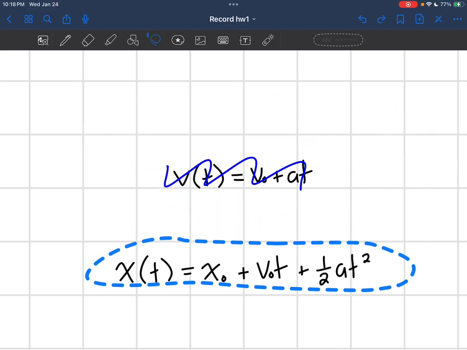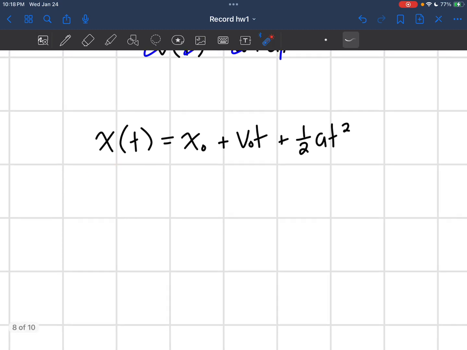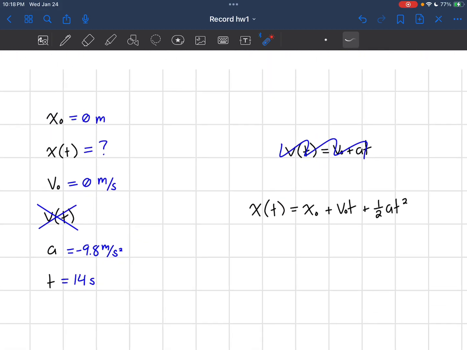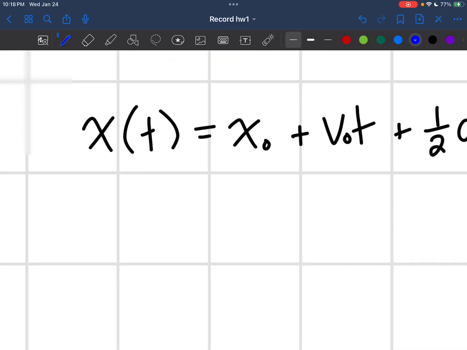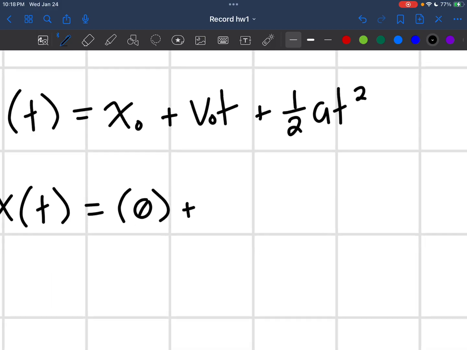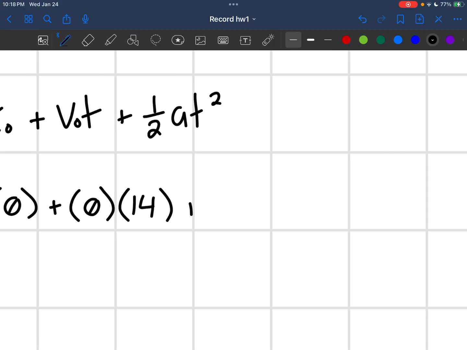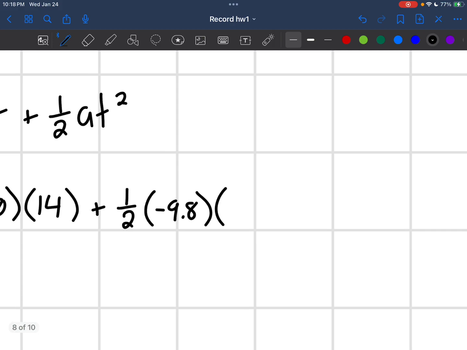So what I'm going to do is come over here. And fortunately, all my algebra is already done for me. The equation's solved for x of t. So all I have to do is plug in the rest of my numbers and see what shakes out. My initial position was 0. So rewriting it all, x of t is 0 plus my initial velocity, which was also 0, times my time, which was 14 seconds, plus 1/2 times my acceleration, which was negative 9.8, and my time, again, was 14, and I've got to remember to square it.